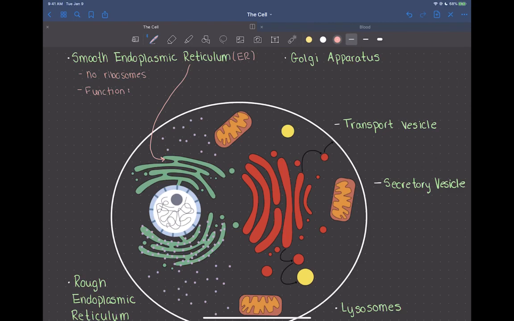First of all, it functions in detoxification. This would be of different drugs and alcohol and that kind of thing. The smooth ER would help to detoxify those substances. An example of a cell that would have a lot of smooth ER in it would be liver cells, because liver cells function in detoxifying, so they would need a lot of smooth ER. So detoxification. Also carbohydrate metabolism. Breaking down carbohydrates is going to happen in the smooth ER.